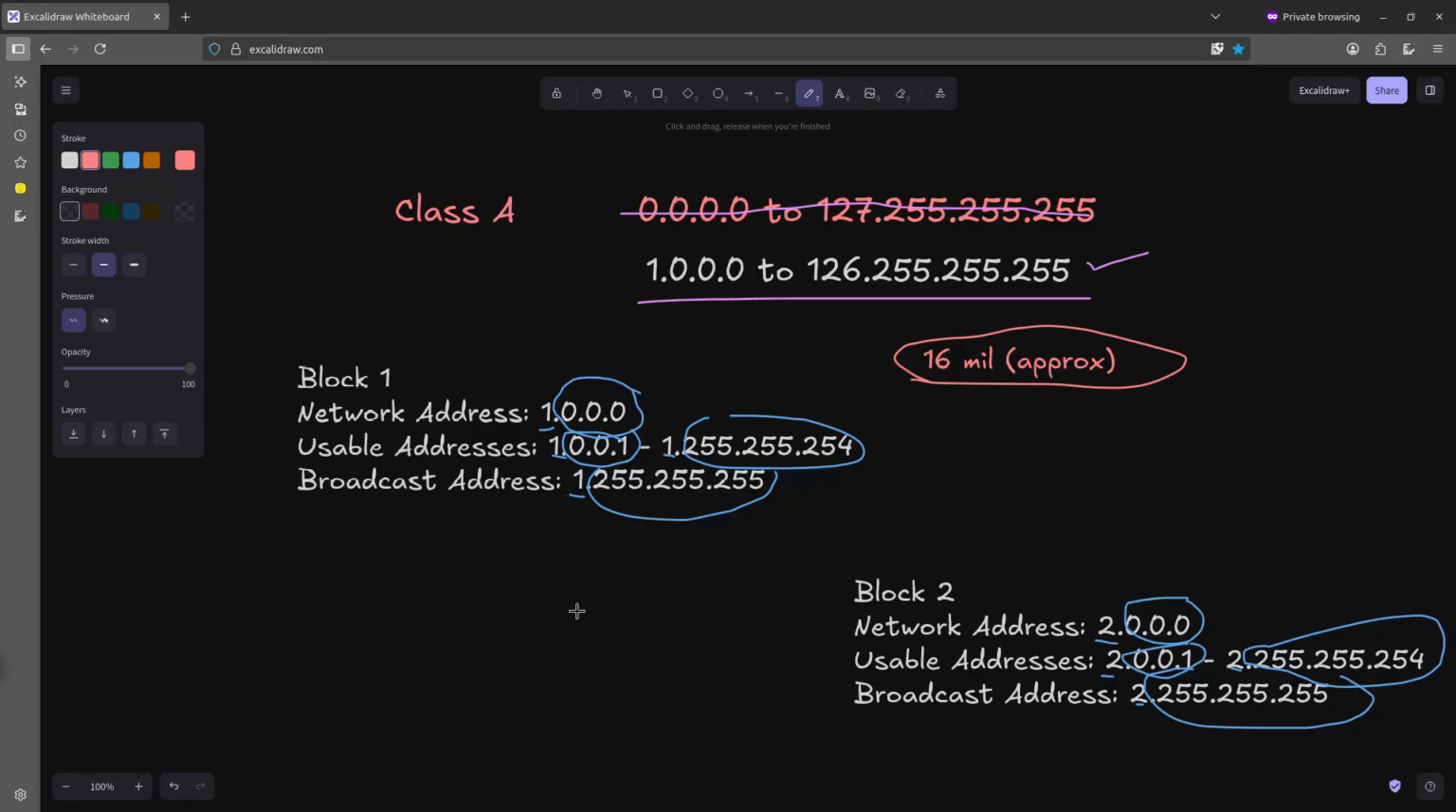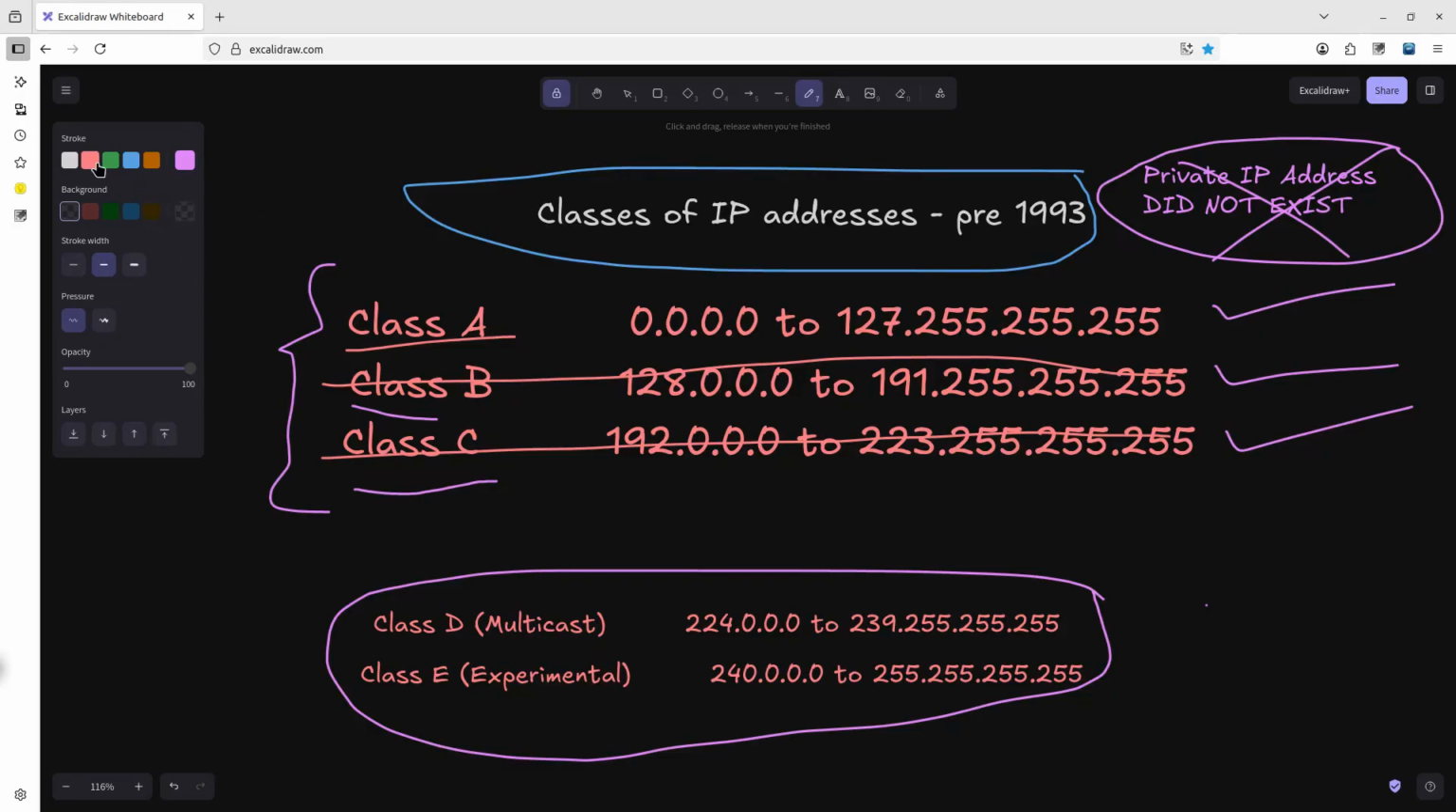Since this is formatted in such a way that only the first number is locked in while the other 3 are not, we have formatted it as network.host.host.host. This is how we have created the architecture of class A. So, which is why class A IP addresses were for extremely large organizations and business enterprises. Now, let's get into multicast and experimental, what they were.